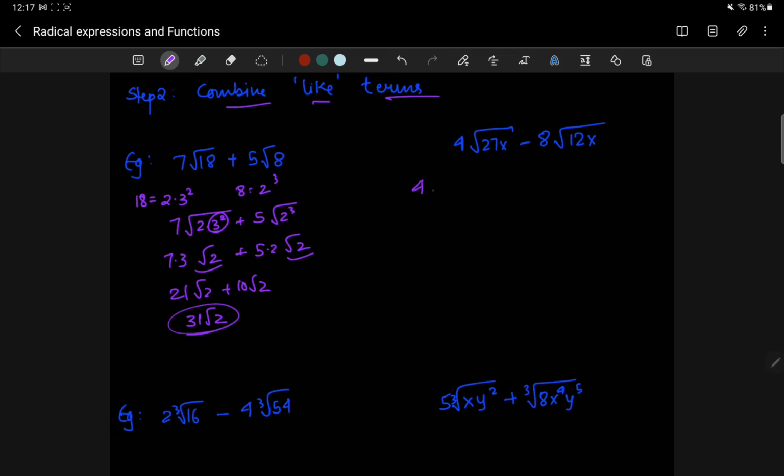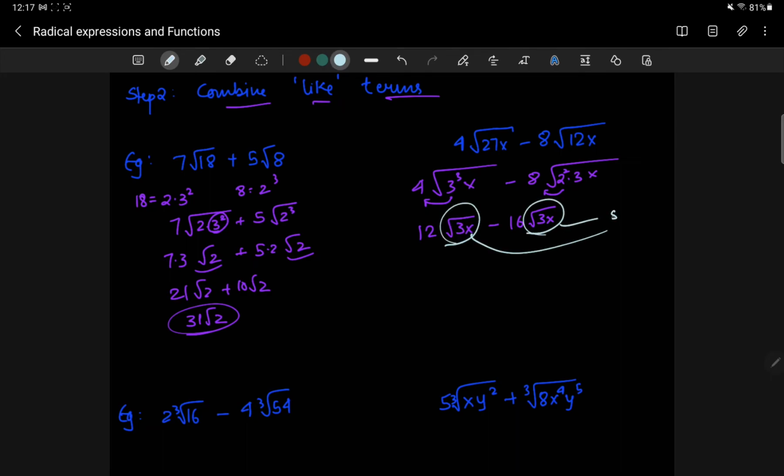That's 4 square root of 3 cubed x minus 8 square root of 12x. 12 is 2 squared times 3x. So one 3 factors out, one 2 factors out. So this is going to be 12 root 3x minus 8 times 2, 16 root 3x. Now once again, if you look at the square root terms, they are the same. Therefore, they are like terms.